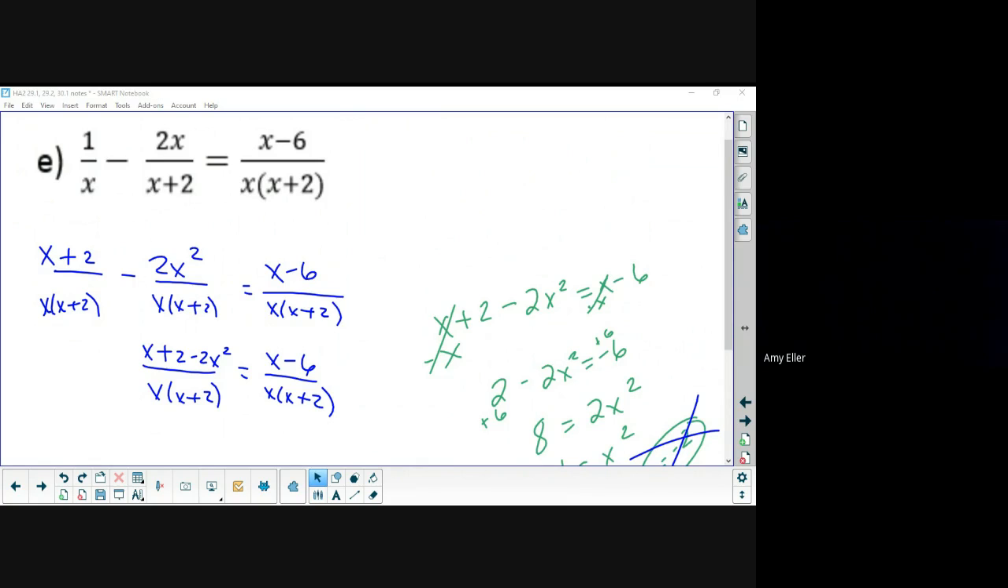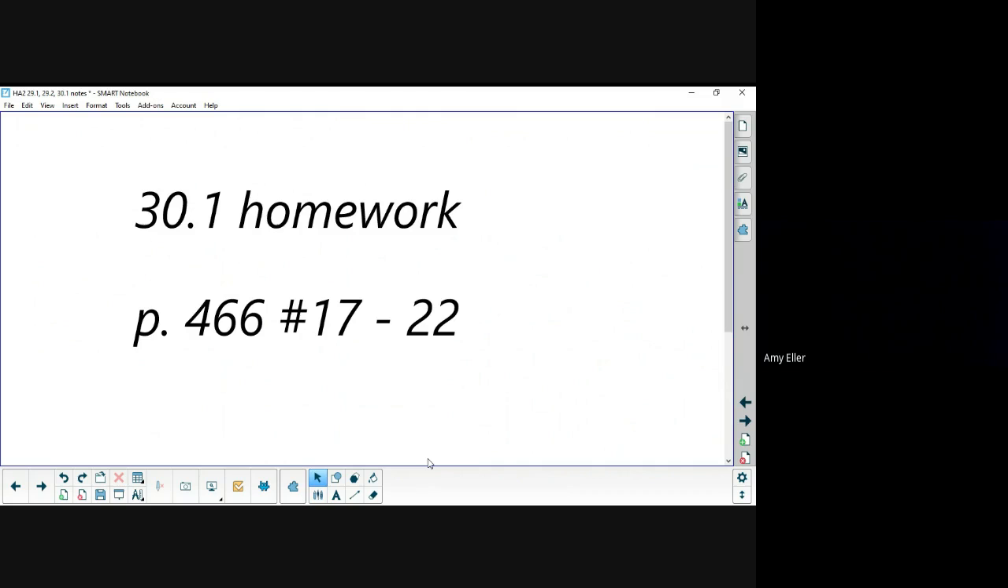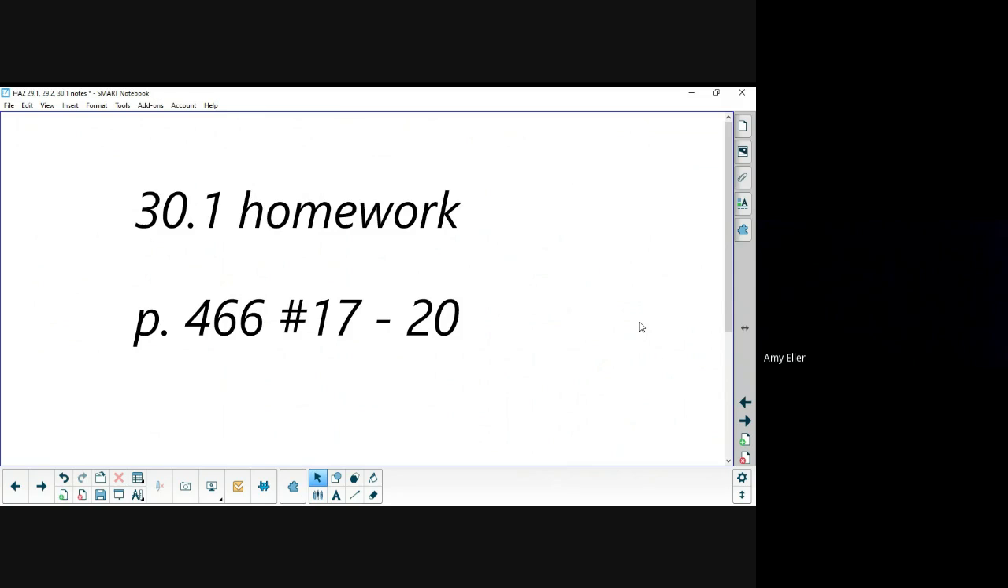Oops. All right, we'll get to word problems another day. I believe this is the homework. Let me check. 466, 17 to 20. Okay, let me look at what you're typing in. Let me make sure these don't have word problems real fast. Yep, 17, 18, 19, 20. You might be able to finish that in the next 10 minutes.